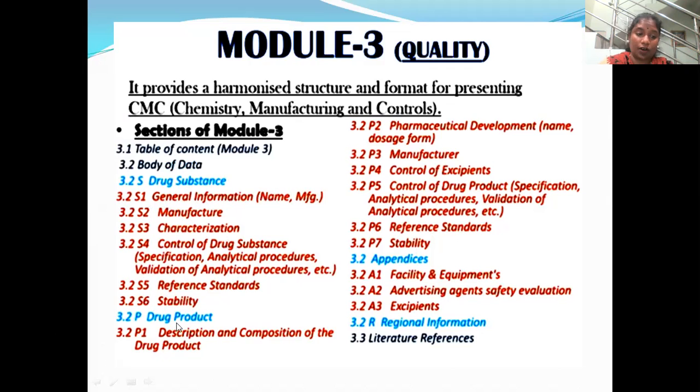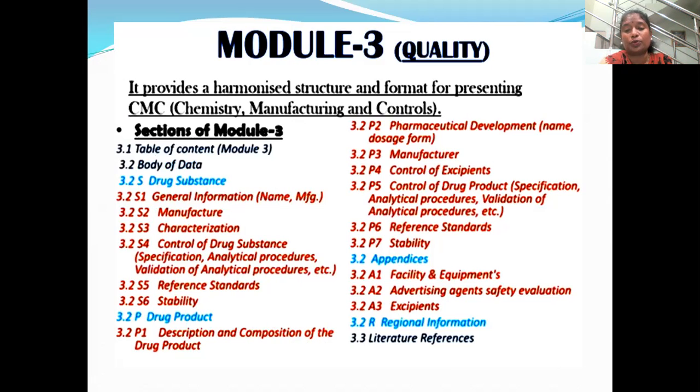Module 3, 3.2 is the drug product. This is the drug product description and composition of the drug product, and already you know that drug product is nothing but the combination of the drug plus the excipients. So for this drug product's complete description and composition, here the formula you have to submit, and how this formula is optimized, pharmaceutical development, how you develop this dosage form, and name of the dosage form, and who manufactured this one, and control of excipients.